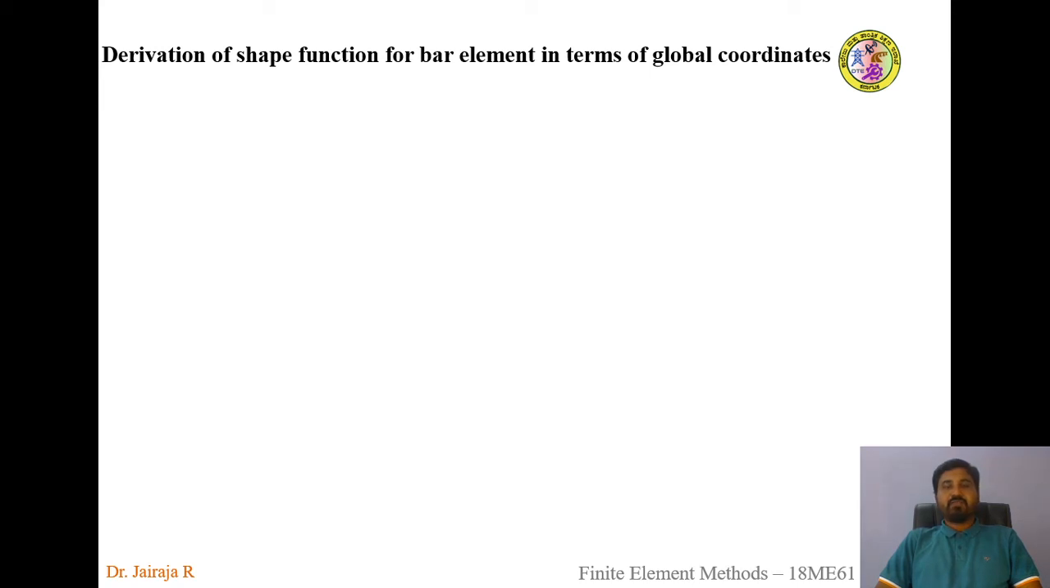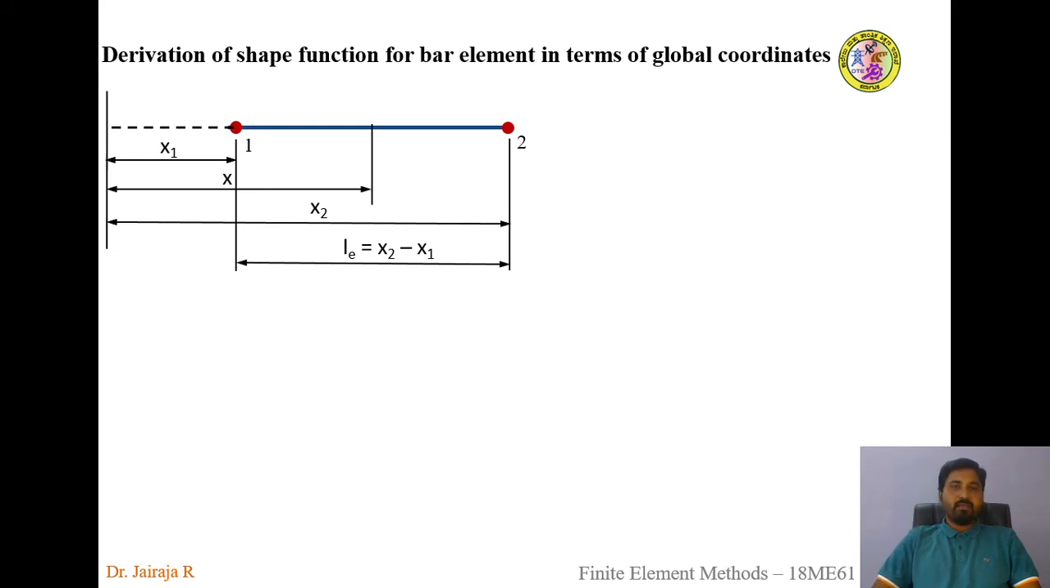Derivation of shape function for 1D bar element in terms of global coordinates. So here a 1D bar problem is considered. This bar contains two nodes. This is node 1 and this is node 2. Any point in the element can be represented as x, measured from this point to a particular point. Node 1 is at x1, and similarly node 2 is at x2. So x2 minus x1 is represented by the length of the element.